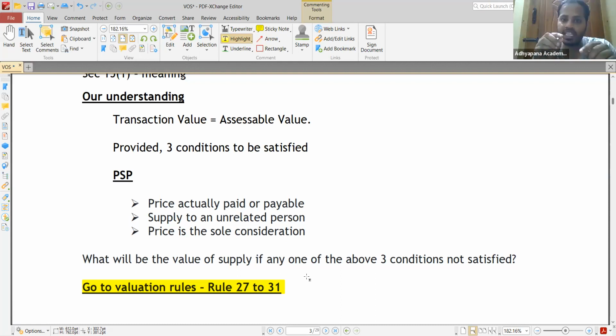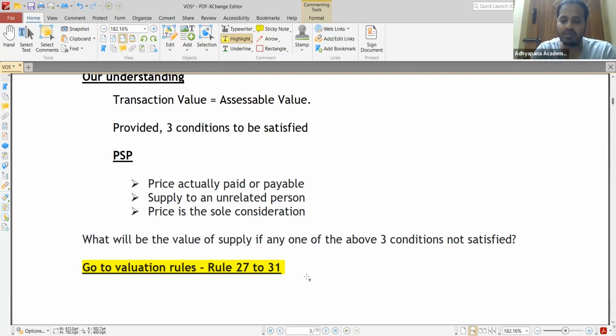Because of this lesser price, I will levy tax at a lower amount. If I'm selling that product for 100 rupees, I will levy tax at 18%, so 18 rupees I will pay to the government. What if I sell the product at 90 rupees? Because of this reduction in the value of supply, the government is losing value to that extent, right? So what they are trying to say is that even if I make a supply to a related person, the value must be the value made to an unrelated person.